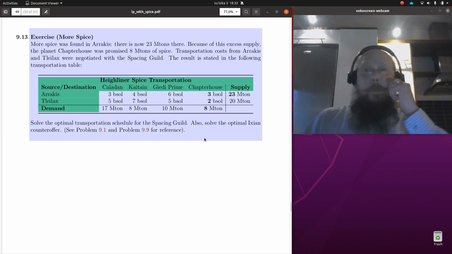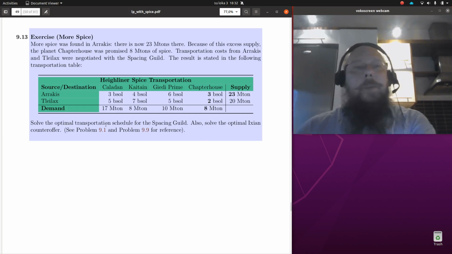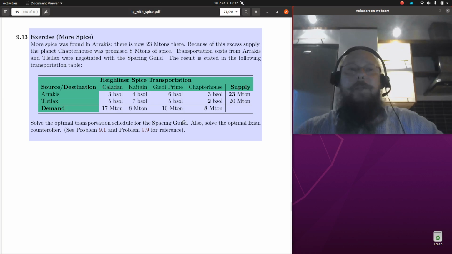And now, the question. First, solve the optimal transportation schedule for the Spacing Guild. This is just solving this variant of problem 9.1 that we had. And also solve this problem for the Ixians. What would be the Ixians' counteroffer here for taking care of this whole business so that the Spacing Guild is out of the business? That's problem 9.4 for reference here.